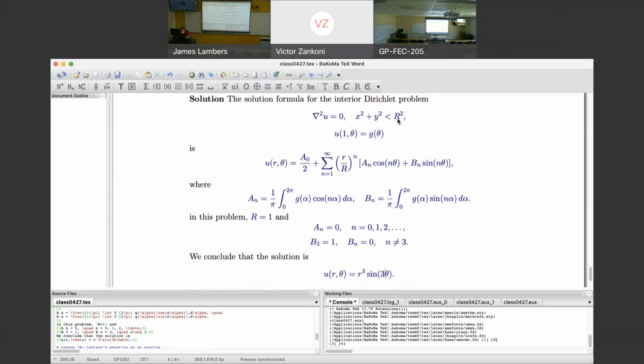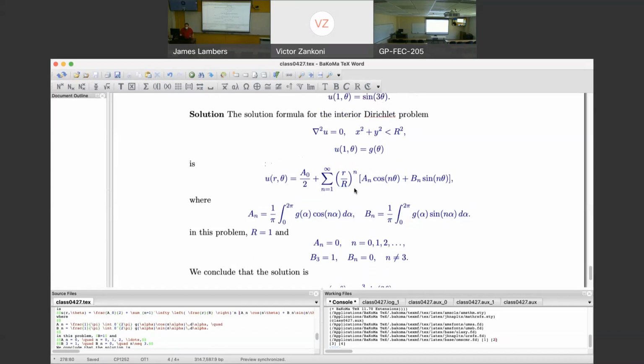If we were on a circle of a different radius, capital R, that would have to go in here. So for example, suppose the domain of a problem is x squared plus y squared is less than 4. So capital R would be equal to 2, so I would need to have little r over 2 quantity cubed as a factor that goes in front of the sine 3 theta in this case. So be wary of that. That just comes directly from this. So really, you're taking each term in your boundary data, multiplying it by the appropriate power of little r over big R.